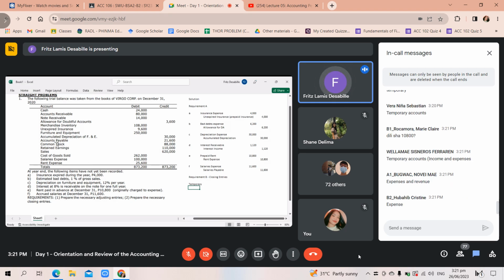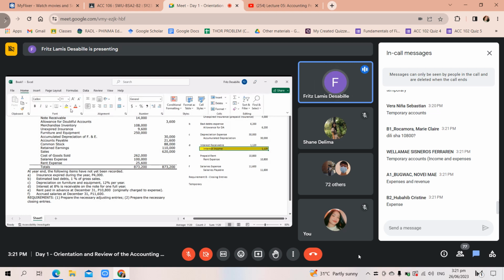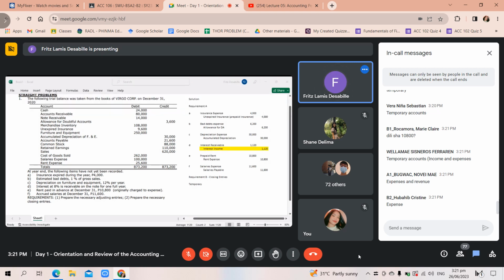Let's start first with sales. How do we close sales? What's our entry to close sales? Debit what? Sales and interest income. We take the incomes first. So we have sales here, we have interest income here. So let's close these two. So what's our debit to close sales and interest income? What's our debit?